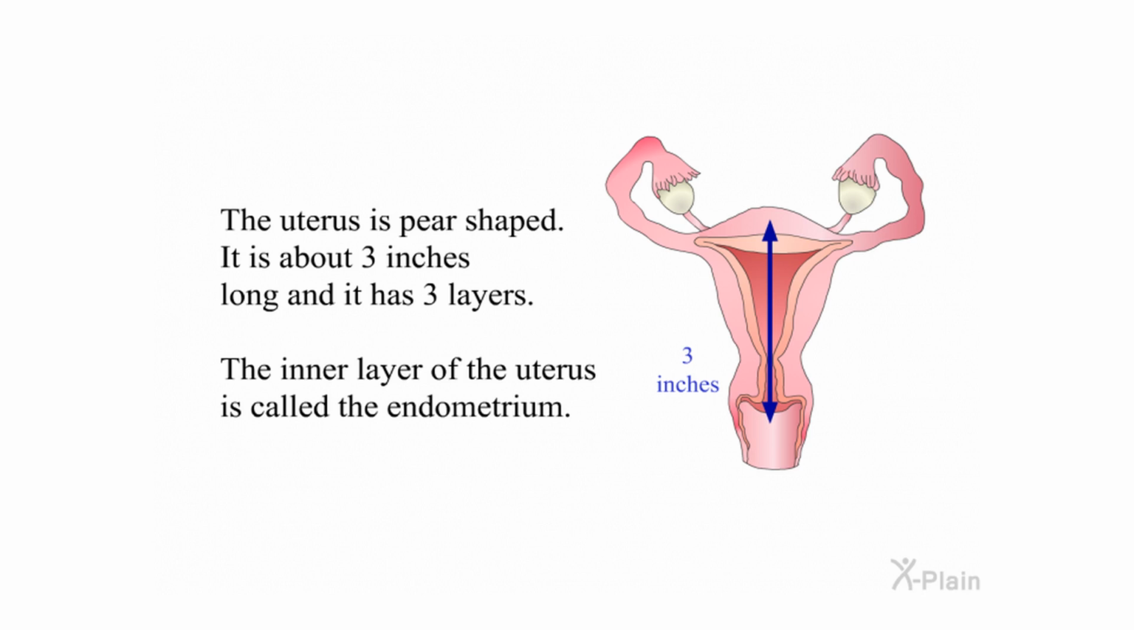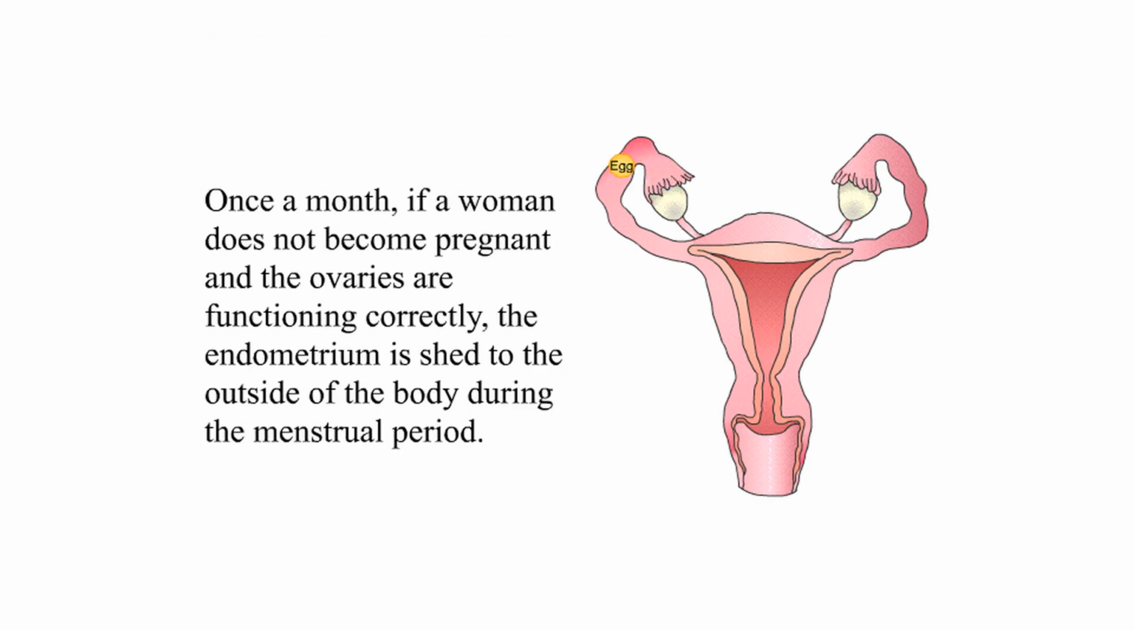The uterus is pear-shaped. It is about 3 inches long and it has 3 layers. The inner layer of the uterus is called the endometrium. Once a month, if a woman does not become pregnant and the ovaries are functioning correctly, the endometrium is shed to the outside of the body during the menstrual period.